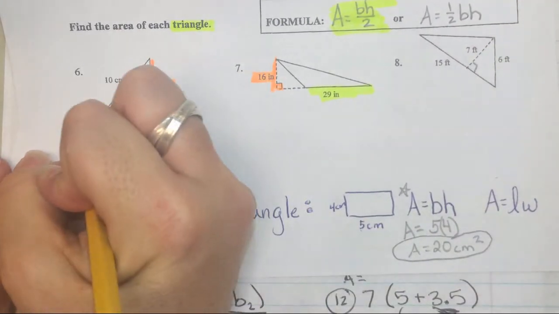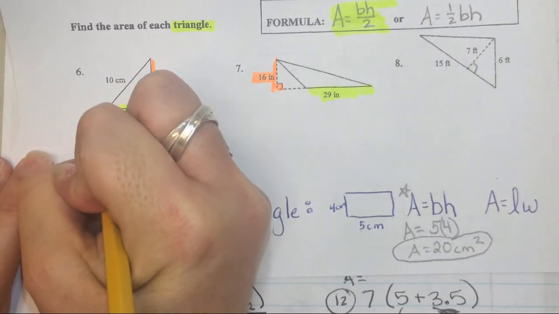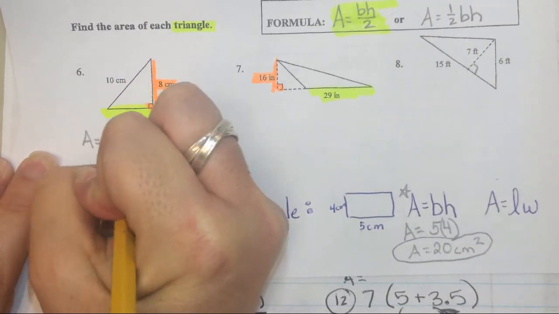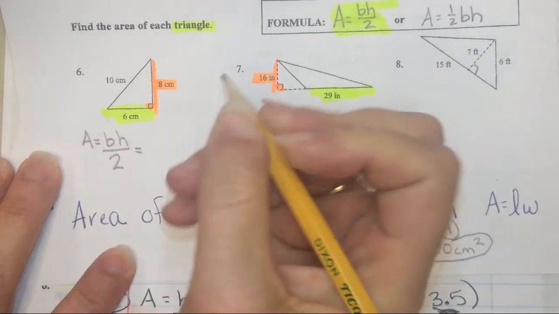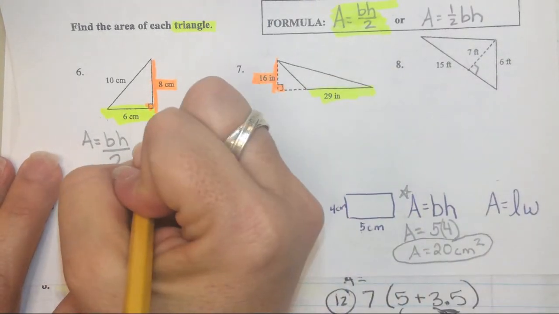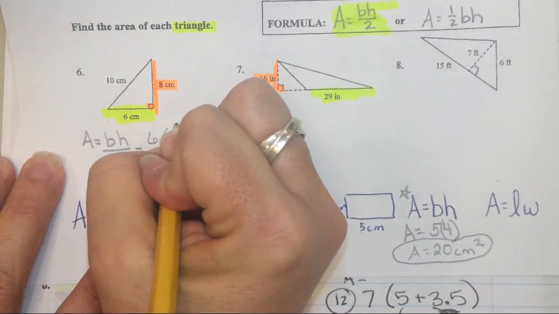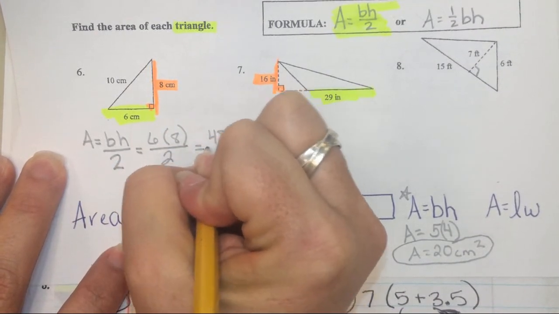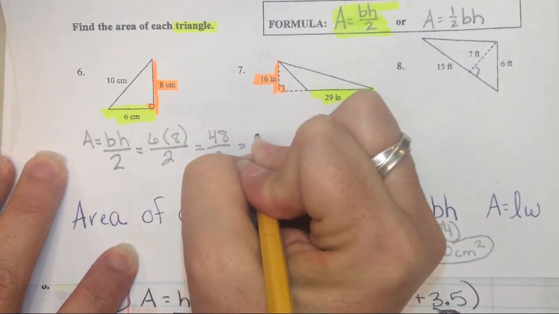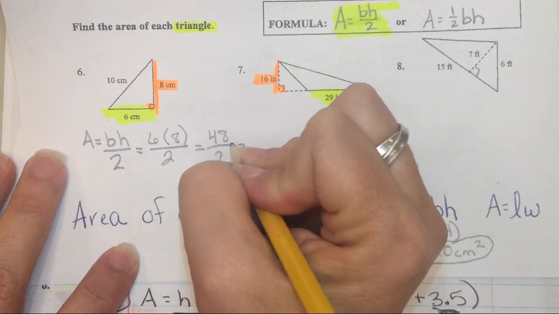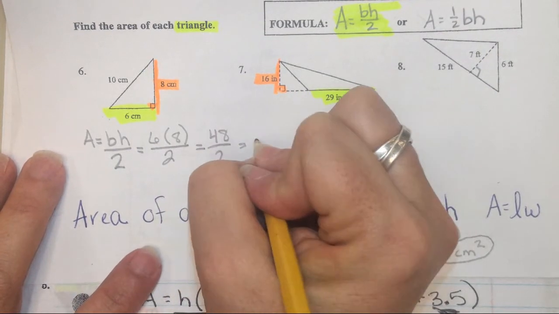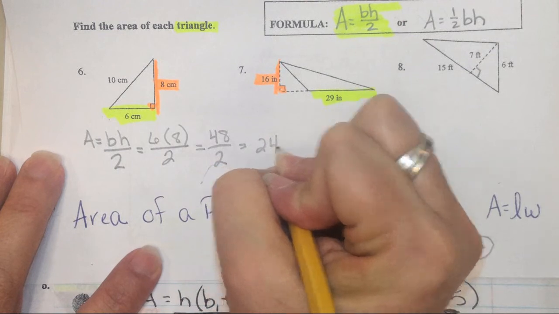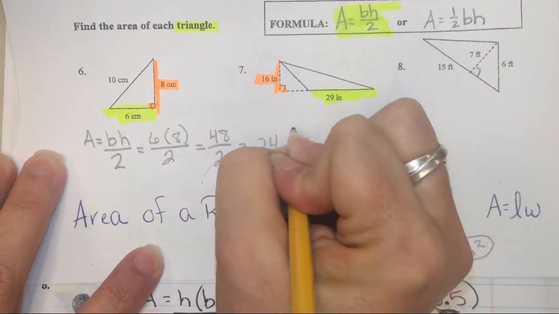Okay, so, number 6. Area equals base times height divided by 2. And I'm going to go kind of across. My base is 6. My height is 8. I get 48 over 2. 48 divided by 2 is 24 centimeters squared.